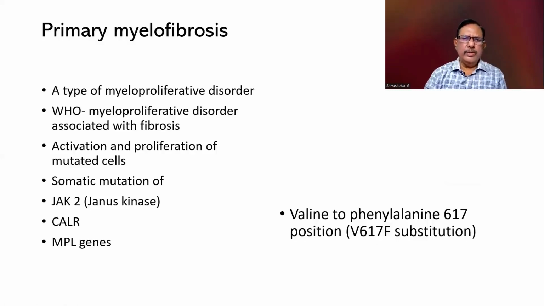Primary myelofibrosis is, again, a type of myeloproliferative disorder. It can be associated with fibrosis. But more important, there are some mutated cells, and it is a somatic mutation in which there can be a defect in JAK2, Janus kinase, CALR, or MPL genes. Just like your other disease, sickle cell anemia, here a valine to phenylalanine substitution happens at position 617. So it is called the V617F substitution.